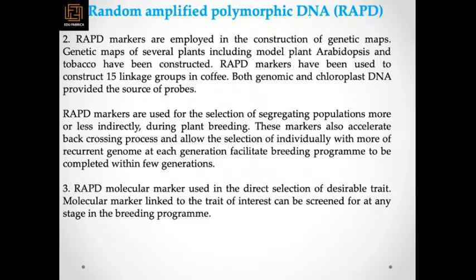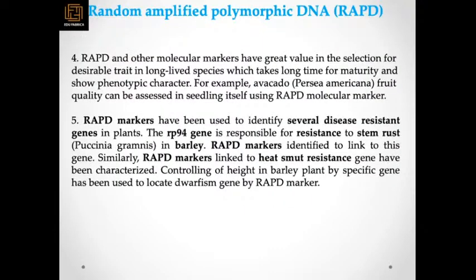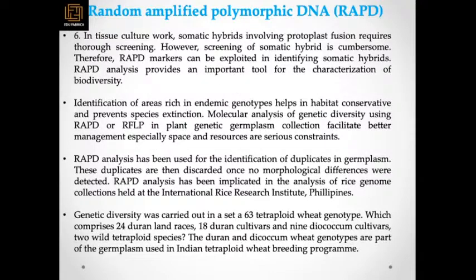RAPDs are employed in the construction of genetic maps; maps including Arabidopsis and tobacco have been constructed. So a whole genetic map dealing with genomic data has been constructed with the help of the RAPD technique. It's also used for direct selection of desirable traits. Whether you are dealing with a breeding program, you can check a specific marker like a drought resistance marker. And after selection of the desirable marker, you can go for further stages.